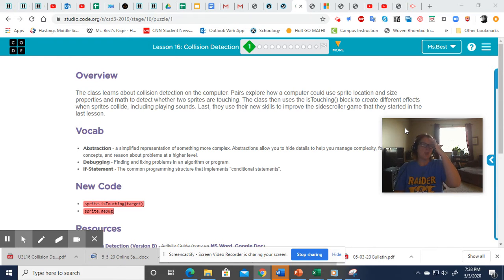Think about the video games you play. I mean, I'm going way, way back to something like Space Invaders or Pong. Whenever something touches, then there's some sort of reaction or response. This is important for game design. So that's what we are going to work on now.